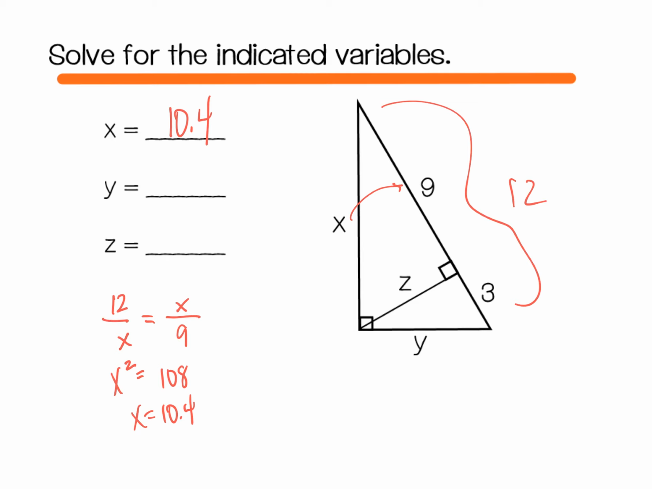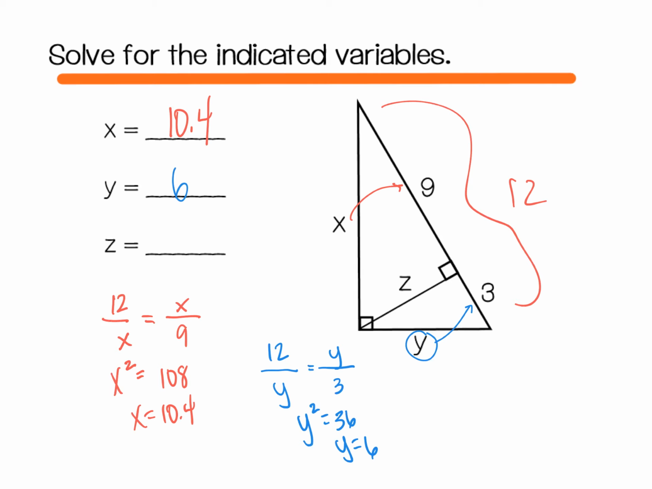All right, now let's go alphabetical order again, which gives us y. Y is a leg, 3 is the adjacent part. So we know the leg is the geometric mean of the whole hypotenuse and its part, so 12 and 3. So y squared equals 36, so y has to equal 6.